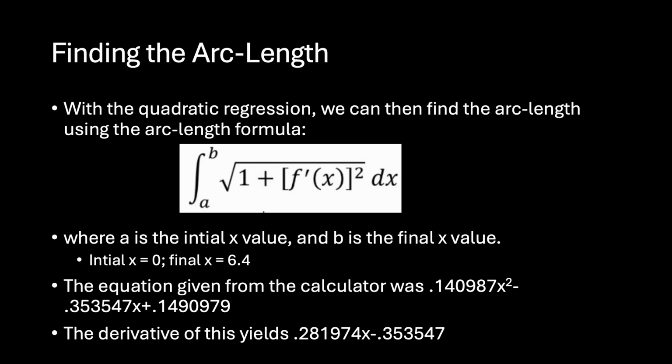From the fact that the Desmos quadratic regression calculator gave an equation of 0.140987x squared minus 0.3535547x plus 0.1490979, we can find that the derivative will be 0.281974x minus 0.353547.